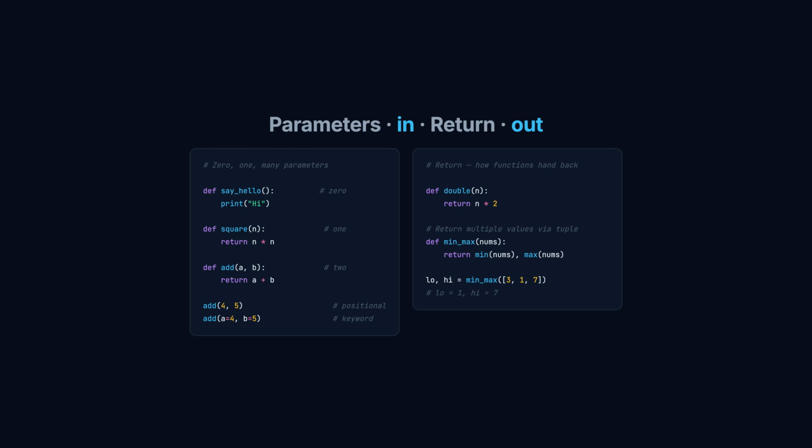The body runs. Multiple parameters. def add(a, b). Call add(4, 5).